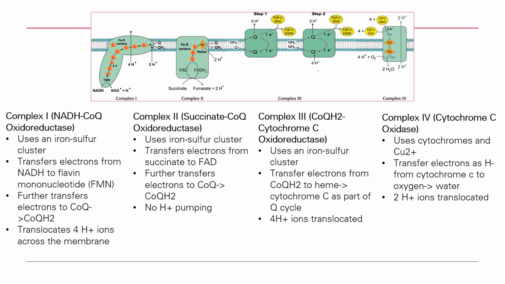FADH2 will go on to pass its electrons to the iron-sulfur cluster, which will in turn be reoxidized by transferring its electrons to coenzyme Q, forming CoQH2, similar to what happens in complex 1. Complex 3 is also called cytochrome reductase because it facilitates the transfer of electrons from coenzyme Q to cytochrome C. Cytochrome C is a type of protein that contains a heme group that can be oxidized from Fe2+ to Fe3+.